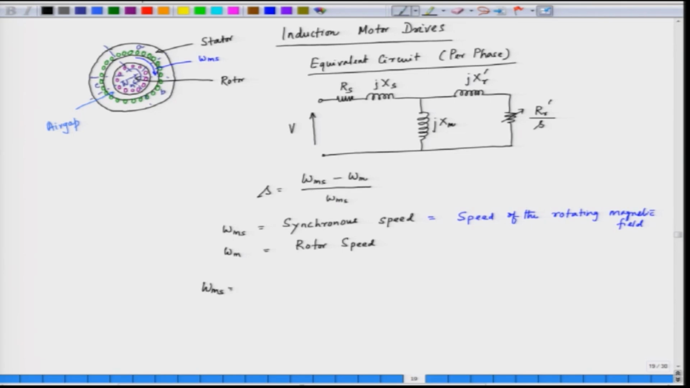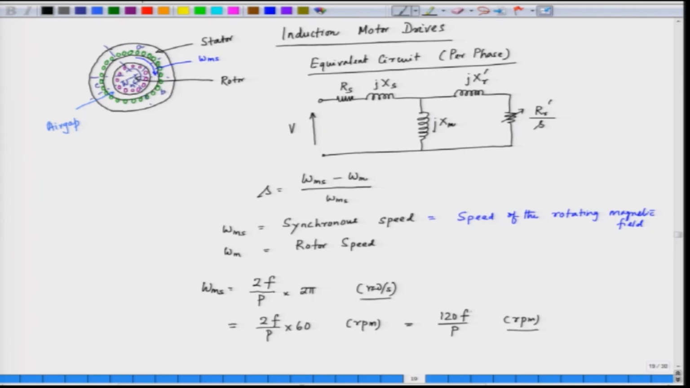If we define this in radian per second, this will be 2 f by p into 2 pi, or if we define this in rpm, revolution per minute, this is 2 f by p into 60, which is the same as 120 f by p, and the unit is rpm, and the above one is in radian per second.